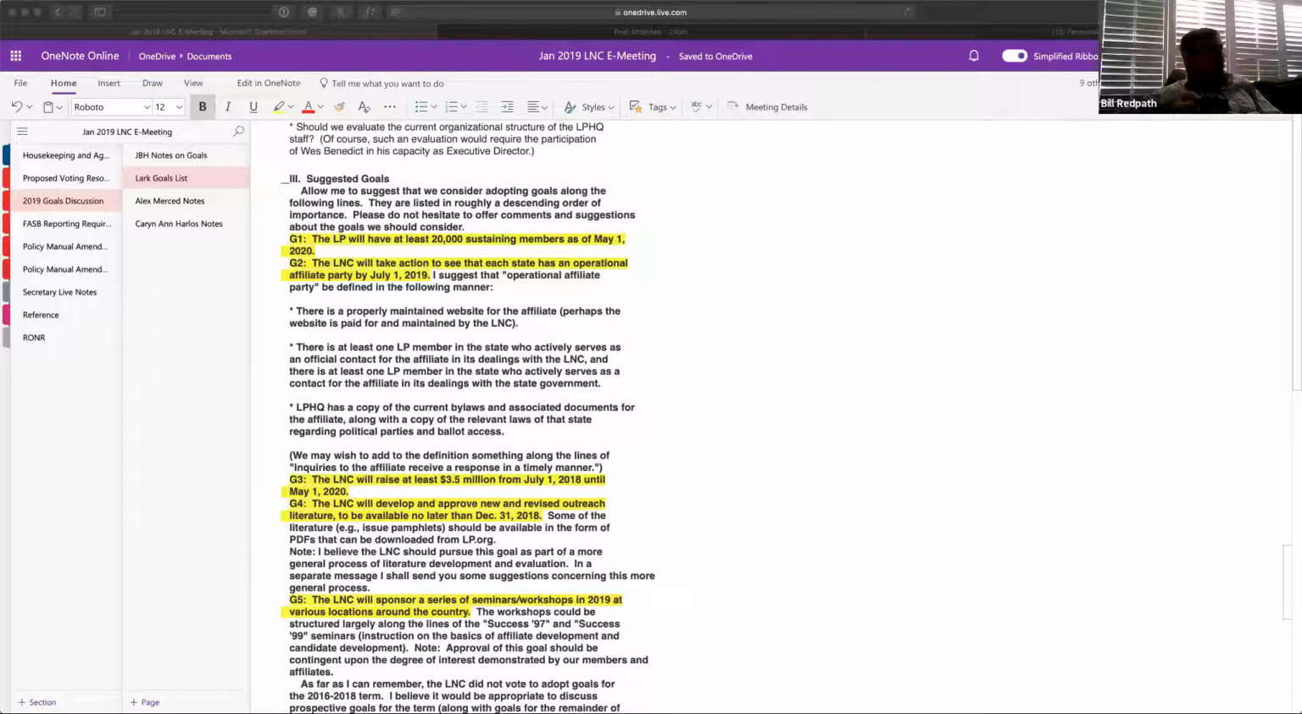Yes, Mr. Chairman, it's a point of inquiry. Do we have goals that were adopted for the last year or two, specifically the last year? Did we do something like this in December 2017? When was the last time goals were set? What were those goals and have they been met? We did not set official goals for the last LNC term. The last time the LNC adopted goals officially was the 2014 through 2016 term.